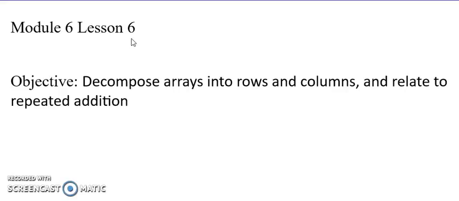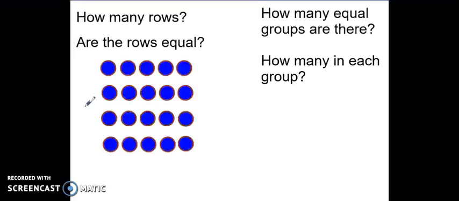We're going to do Module 6, Lesson 6, and our objective is to decompose arrays into rows and columns and to relate it to repeated addition. So let's take a look at these objects. These circles are arranged in an array. We know it's an array because it looks like a rectangle.